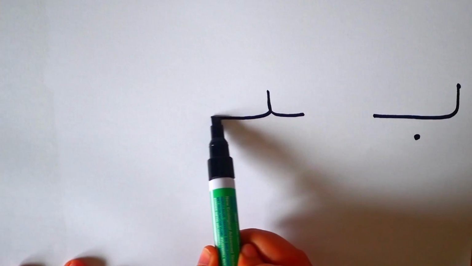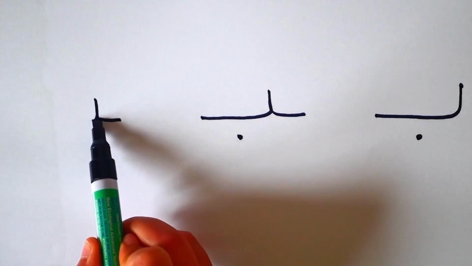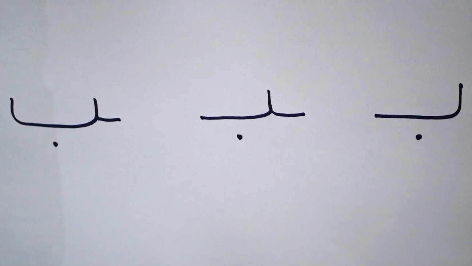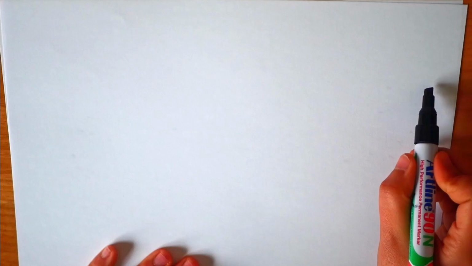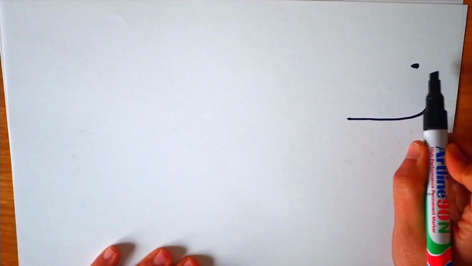Usually, when there are dots above or beneath letters, the dots will move slightly to the right of the letter when it is at the beginning of a word or in the middle of it. Letter ta. Ta. This is the English T sound that you find in a word like take.